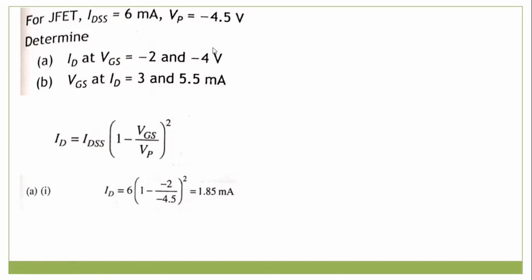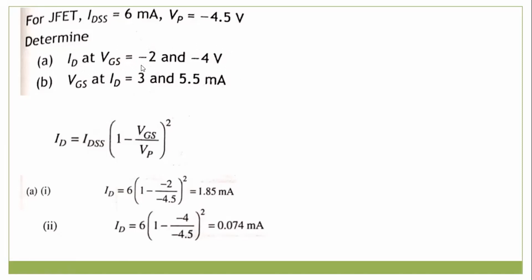Now I'll take another case, like VGS is equal to -4. Then what will be the ID value? So when the VGS value is -4, wherever VGS appears in this equation, that value -4 is substituted, and the remaining parameters like IDSS as well as VP will remain the same. So if I simplify this mathematical expression, I'll get an answer of 0.074 milliamps. Now I have completed finding the ID value when VGS is provided.